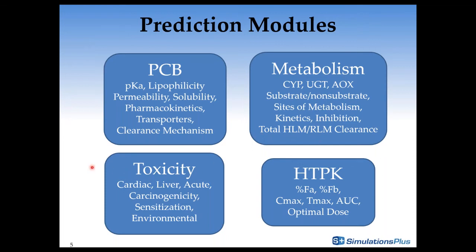We have models for several toxicity endpoints. Cardiac toxicity includes the HERG. We have actually 2 HERG models. Liver, acute. Carcinogenicity includes the Ames models. And finally, sensitization and environmental toxicity. I covered HTPK just briefly in the last slide. One other prediction is called optimal dose, which is the dose required to achieve a target plasma concentration at steady state.